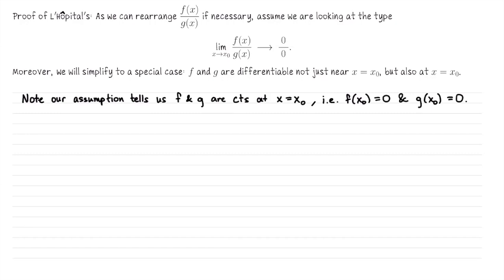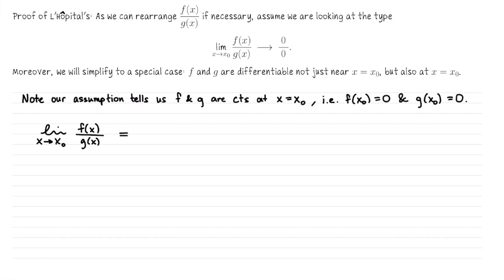Okay, so let me just start computing the limit, and I'm going to drop kind of formal proof language. I'm not going to write full sentences or anything like that. I'm just going to take my limit. So let's do the limit as x approaches x naught of f of x over g of x.